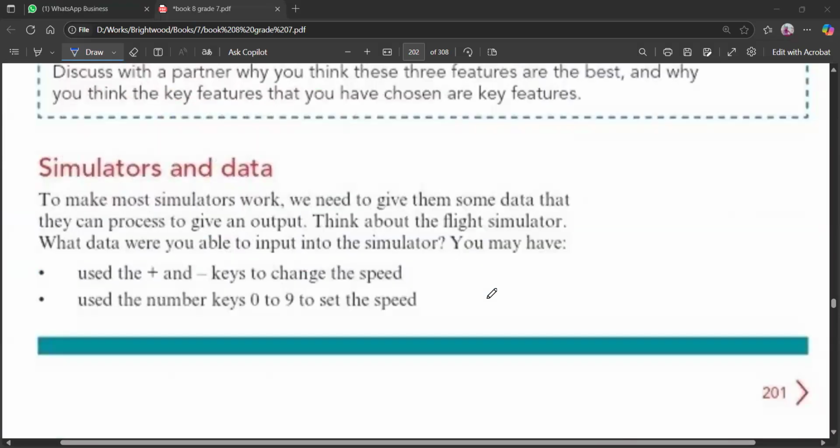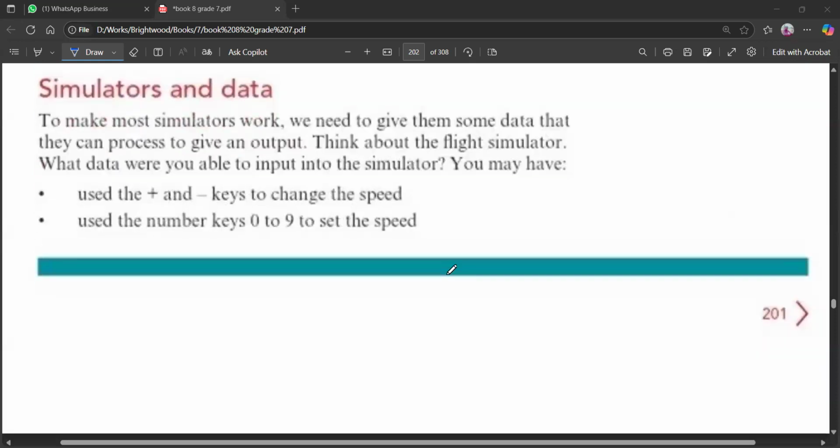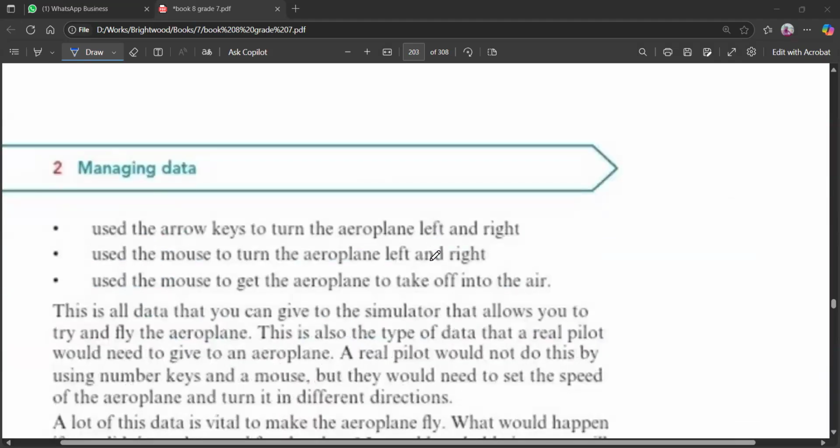That means to make most simulators work, we need to give them some data that they can process to give an output. Think about the flight simulator. What data are you able to input into the simulator? They can use the plus and minus keys to change the speed. Yes, something like that. You can use the numbers 0 to 9 for speed.